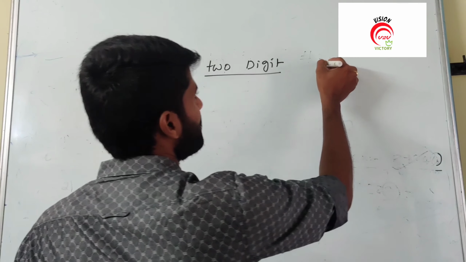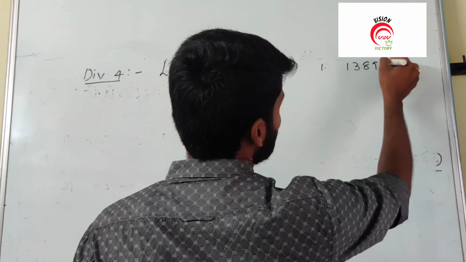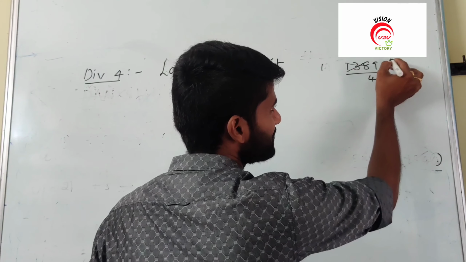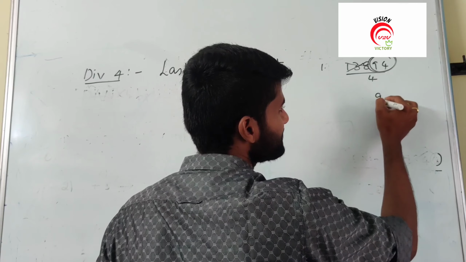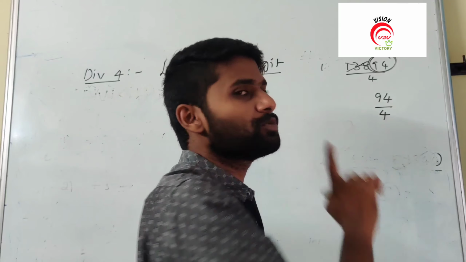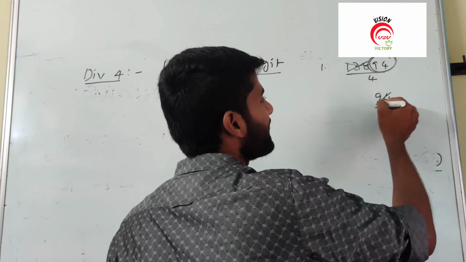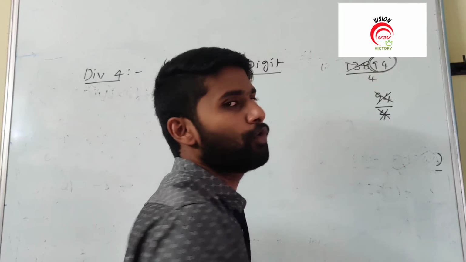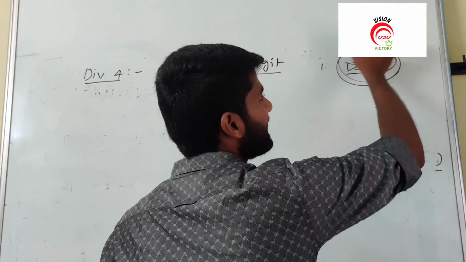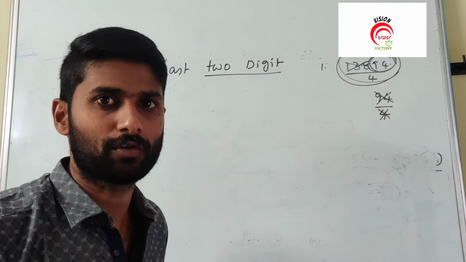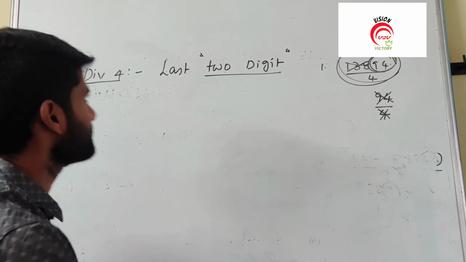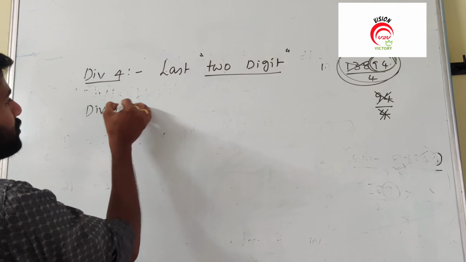For example, I just go with 13894, is it divisible by 4 or not? Don't go with the entire number, just eliminate the rest. Focus on the last 2 digits, means is 94 divisible by 4 or not? We just check it. Definitely 94 is not divisible by 4. If 94 is not divisible by 4, it means the entire 13,894 is also not divisible by 4. See, divisible by 4 means focus on the last 2 digits. Clear?